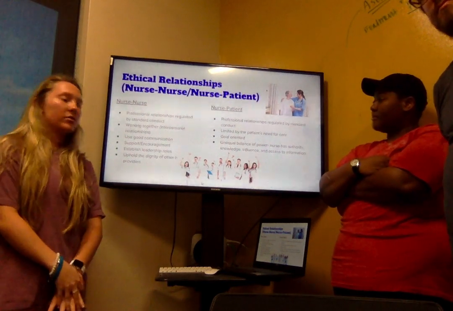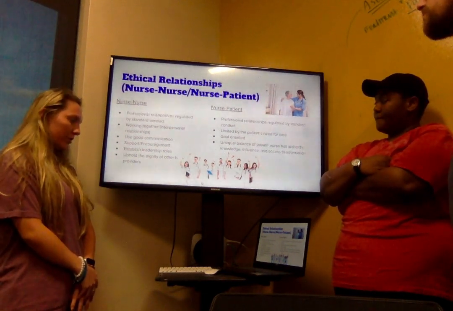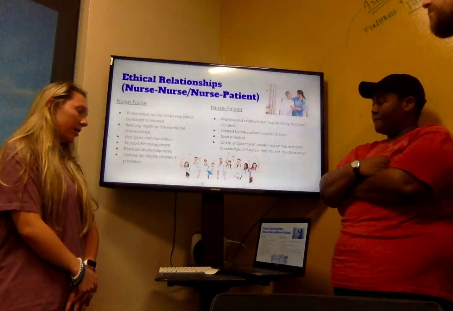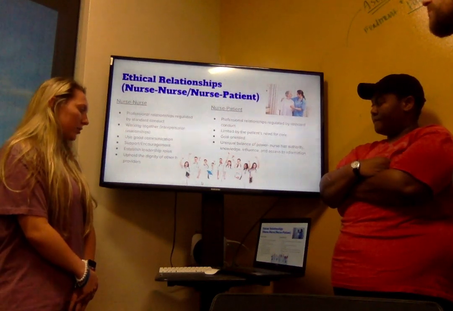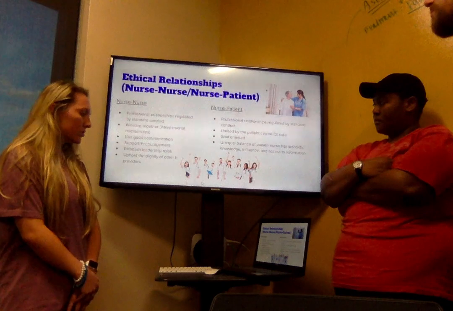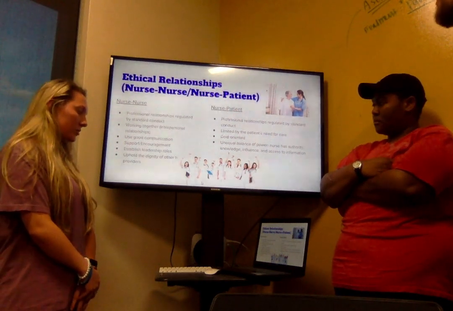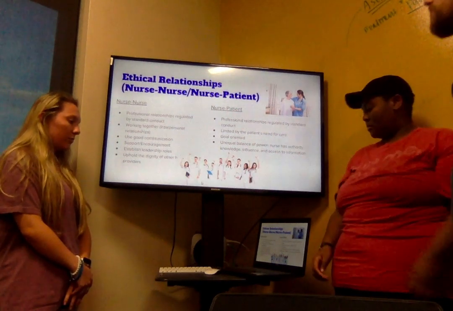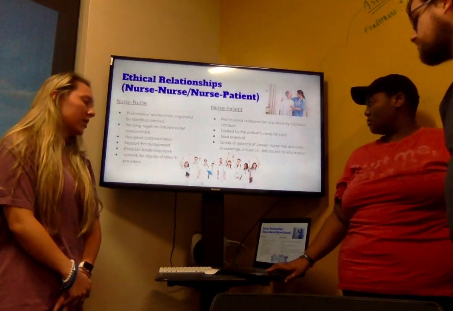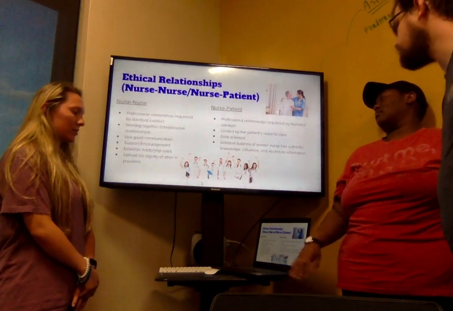A nurse should talk to their patients using a professional relationship also regulated by standard conduct, and the relationship should be limited by the patient's need for care, which is goal-oriented, and it should be an unequal balance of power where the nurse has authority, knowledge, influence, and access to information.